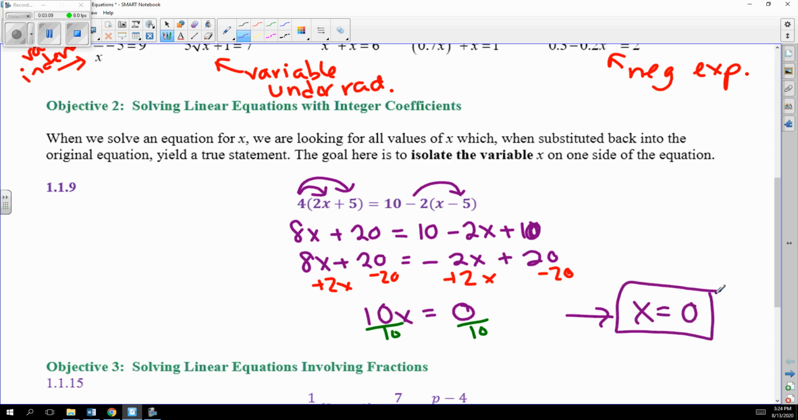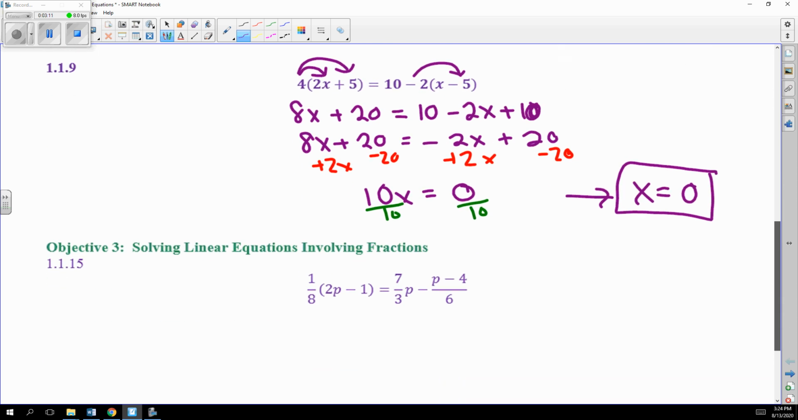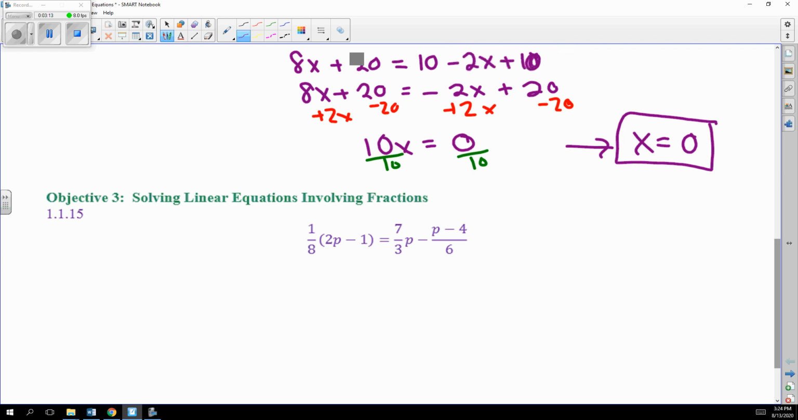0 is a legitimate number. It's not a no solution problem. So hang tight to that. Be careful about that. Okay, the next one we're going to solve looks a little bit different and has fractions.